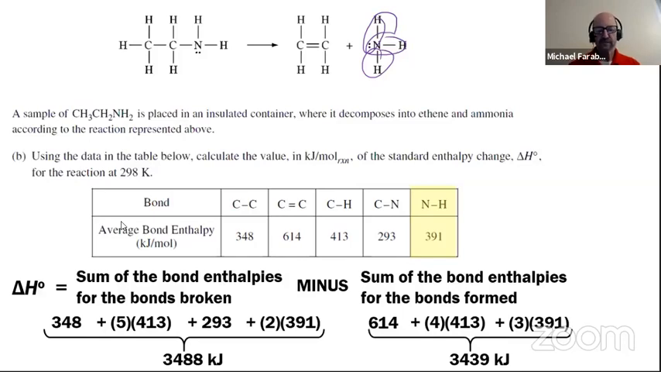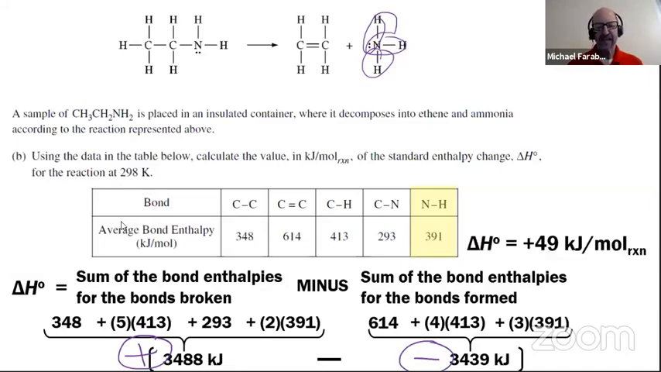So grand total. Again, bonds broken was an endothermic process. Bonds formed was an exothermic process. So I'm indicating that I'm doing positive 3488 plus a negative 3439. And it works out to be, if I do that math, a positive 49. So my delta H for this reaction based on bonds broken minus bonds formed is positive 49 kilojoules per mole of reaction.